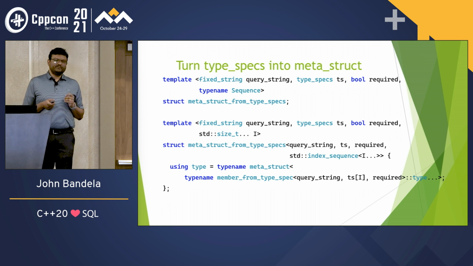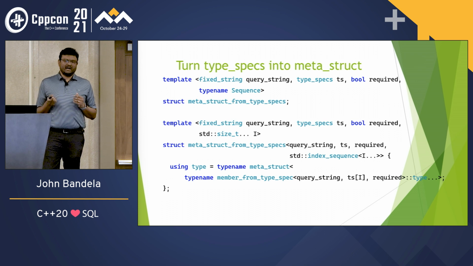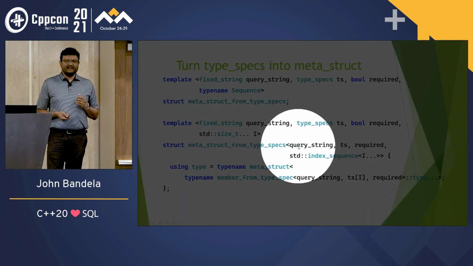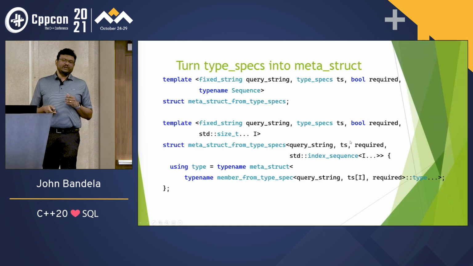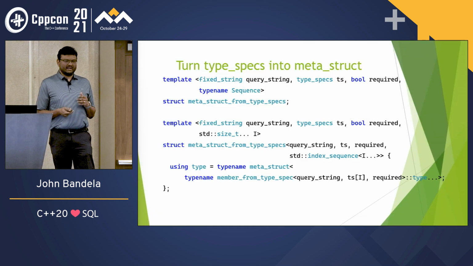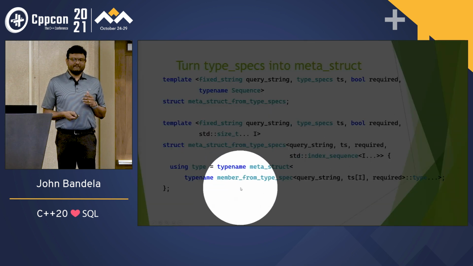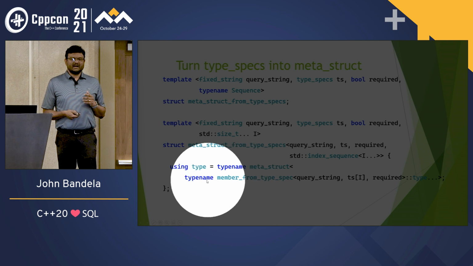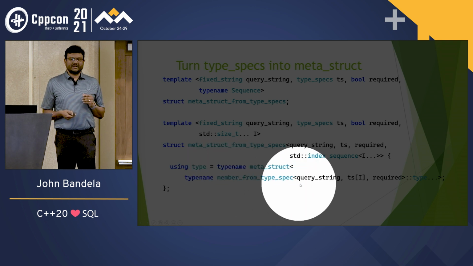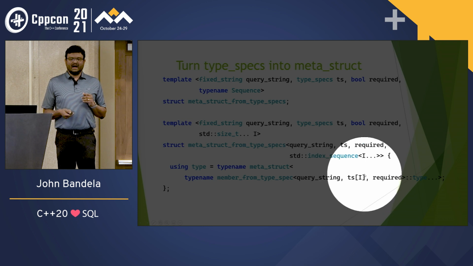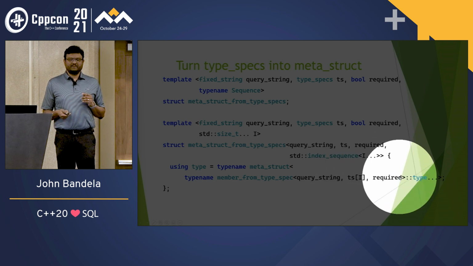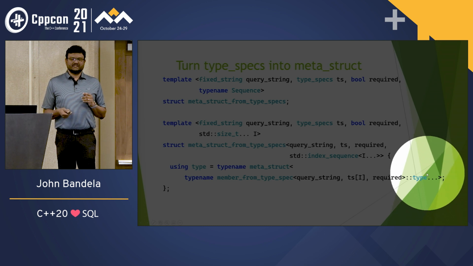For the meta struct from type specs, this is your standard index sequence metaprogramming trick, where you have a type that takes an index sequence. Then you do partial specialization with size_t and the index sequence, and you've got a parameter pack that you can unpack. So we say, hey, member from type spec, this other helper template, we pass in the query string, the individual type spec, and whether it's required or not. And we just use that type.